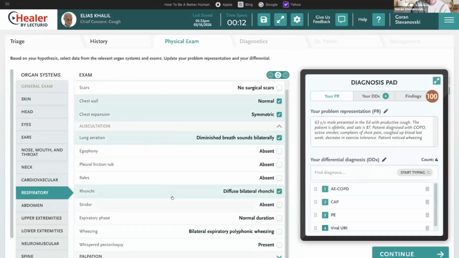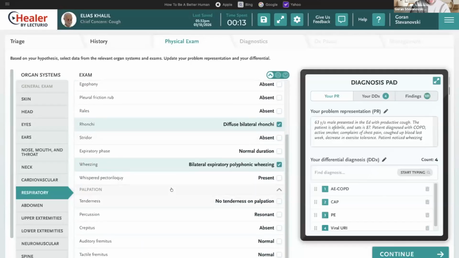He has diffuse bilateral rhonchi. Then he has bilateral wheezing. And then we go into palpation. So no tenderness, crepitus is absent, auditory fremitus and tactile fremitus are normal, which is important.